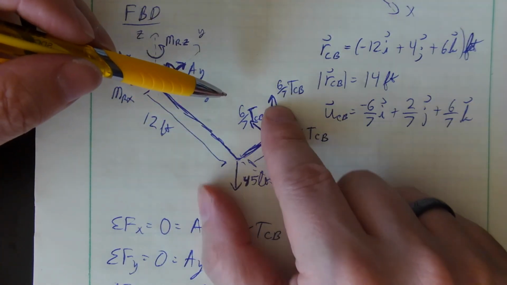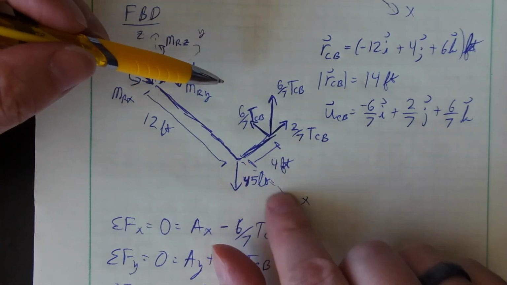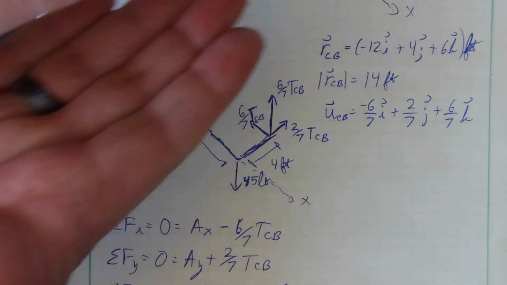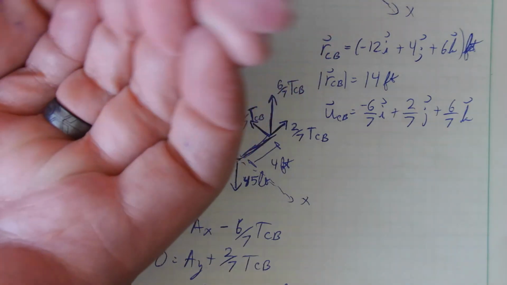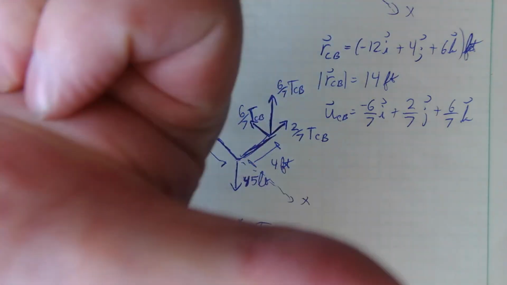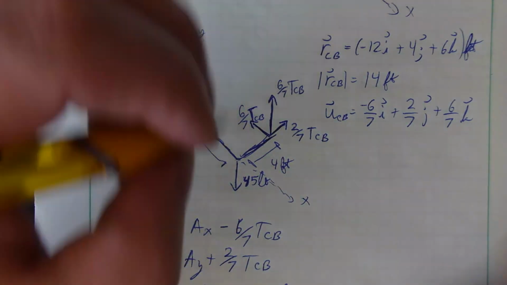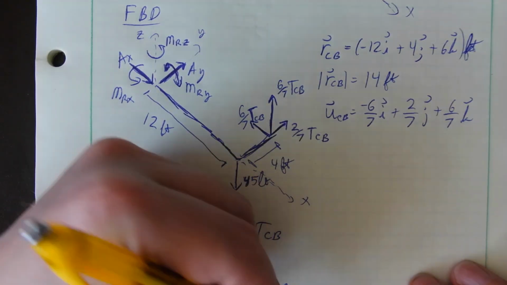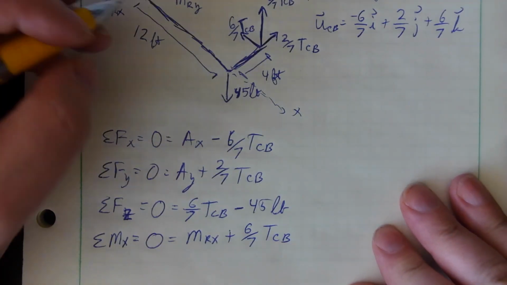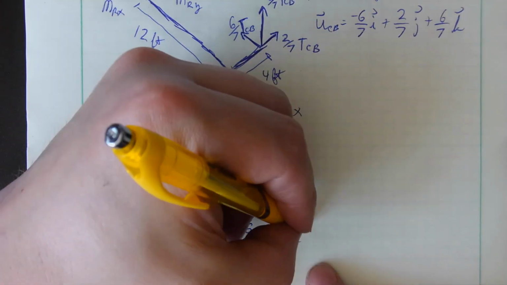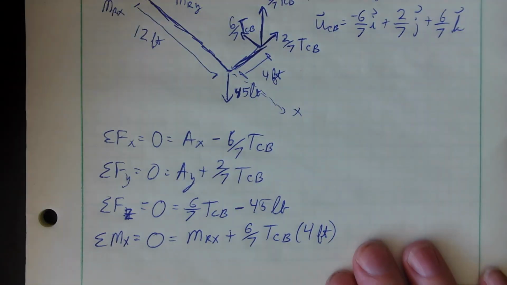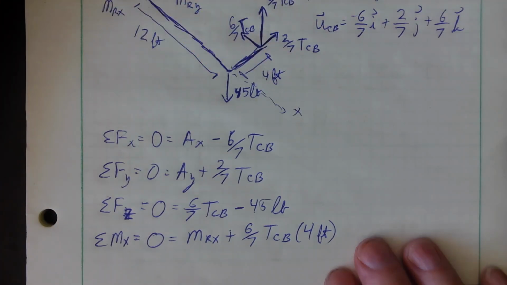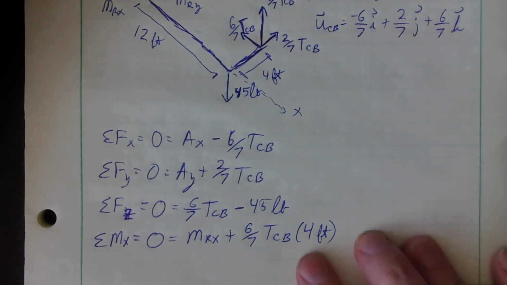So I've got 6/7 acting 4 feet away from this x-axis. Put my thumb in that positive x direction, notice that this force, the 6/7, is trying to close my right hand. When I put my thumb in that positive x direction, that kind of hurts to twist that way. So that is plus 6/7 TCB. Oh, you can't see that, I apologize. Plus 6/7 TCB acting at a distance of 4 feet. That's this guy, 4 foot away from this x-axis. And that appears to be it.